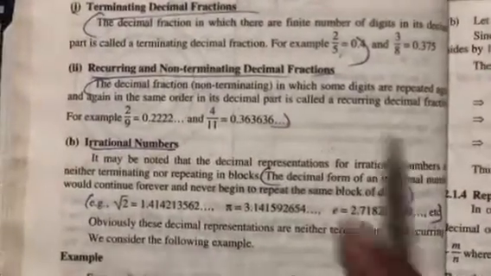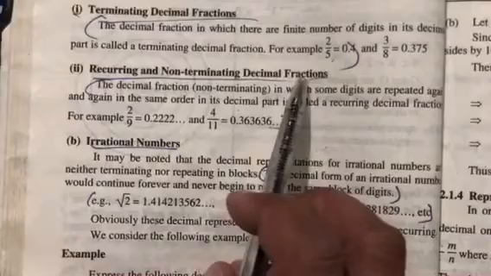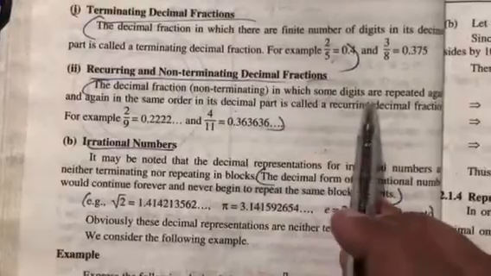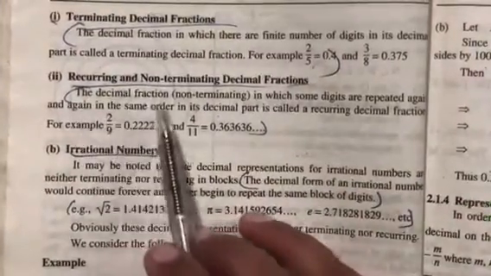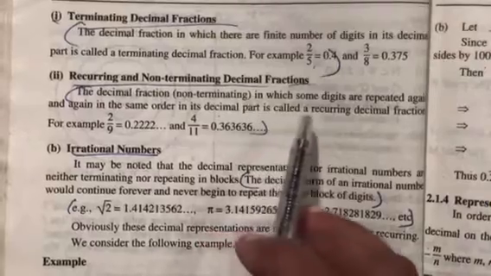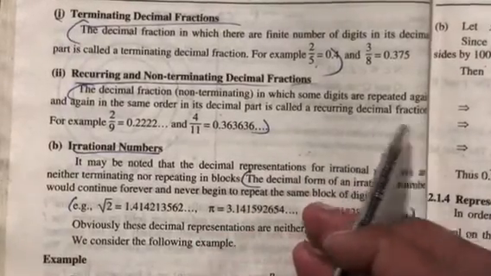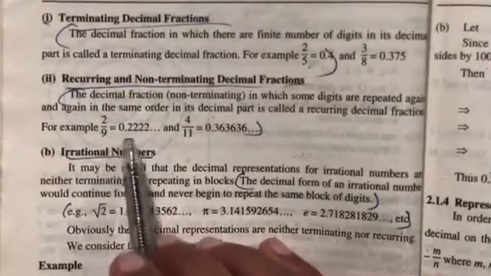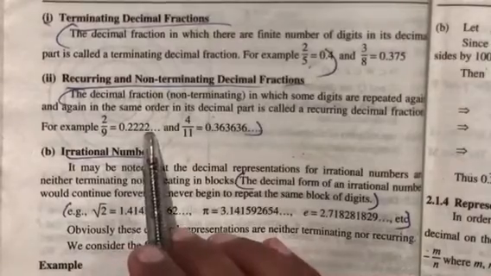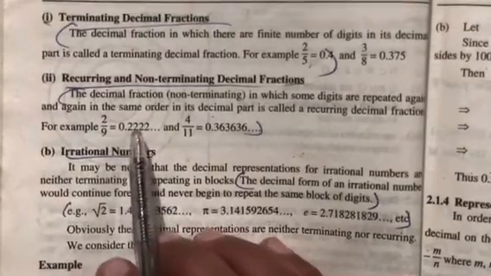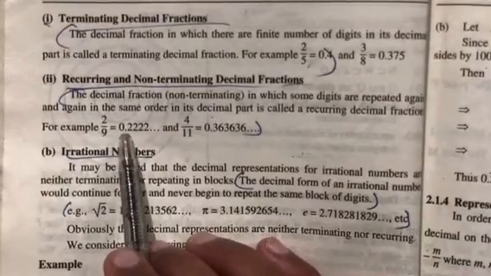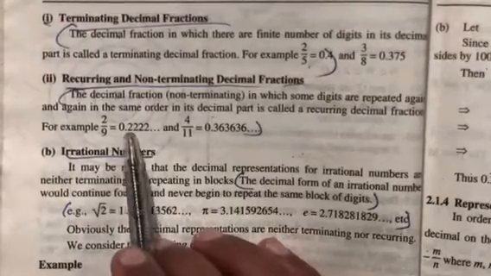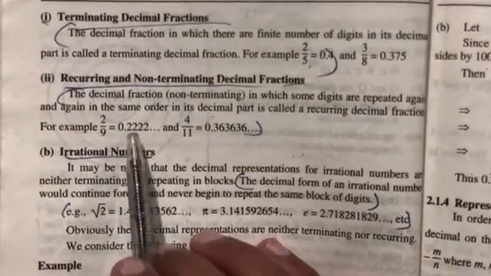Now we are going to revise the recurring and non-terminating decimal fractions. A decimal fraction which is non-terminating, in which some digits are repeated again and again in the same order in its decimal part, is called a recurring decimal fraction. For example, if we divide 2 by 9, the answer is 0.2222 and so on. As you see, the answer continues, and after the point you cannot count the number of digits.